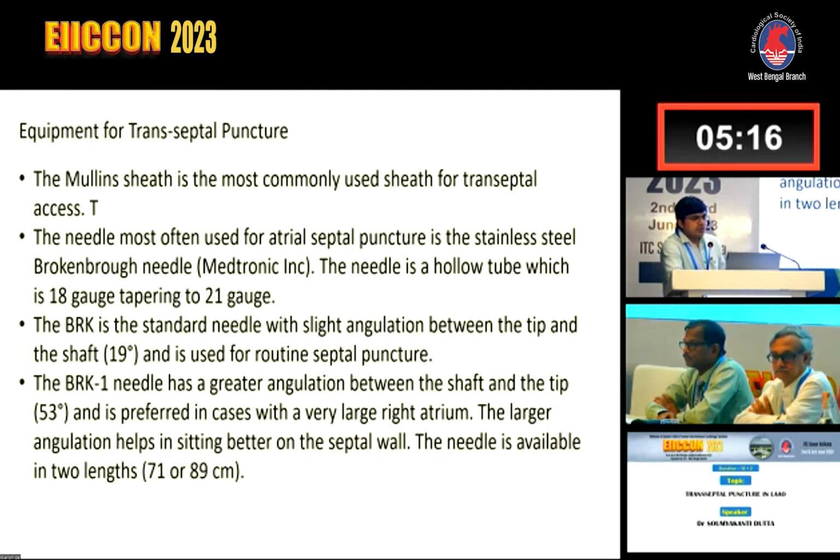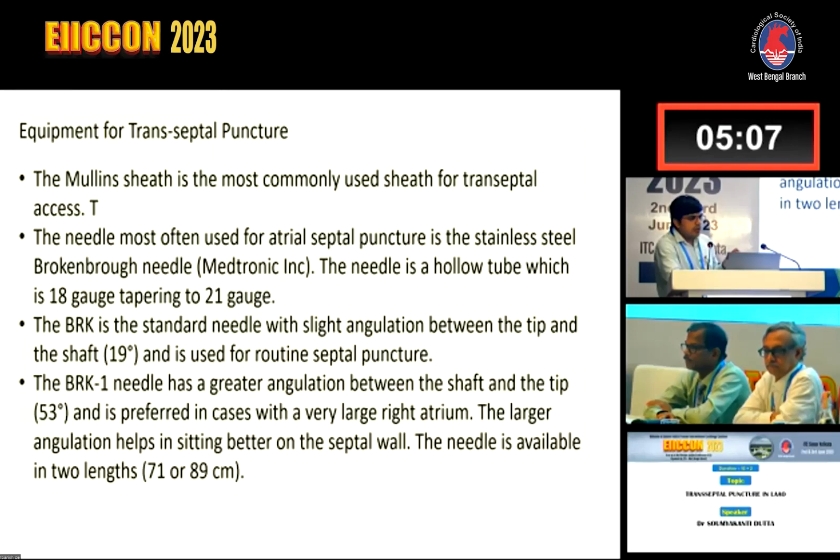So the needle most often used is a stainless steel needle, the Brockenbrough needle, which is the most commonly used in Medtronic. The needle is a hollow tube, which is 18 gauge tapering to a 21 gauge needle. But it is preferred to go with the St. Jude BRK standard needle in case of left atrial appendage, because it has two things.